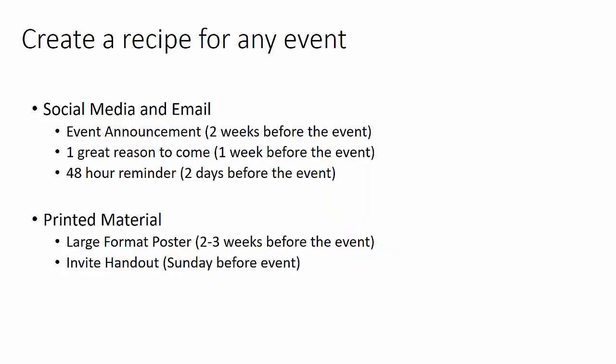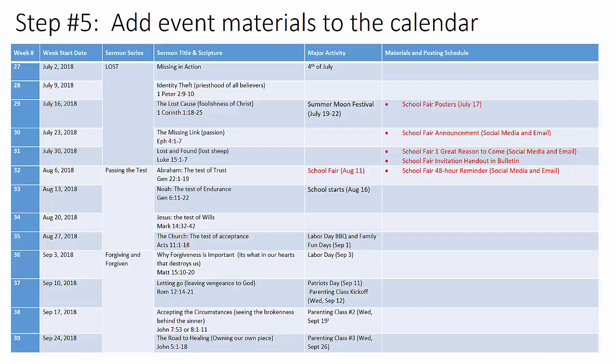So then, it really comes down to timing. And so in social media and email for this recipe, the event announcement, you put out 2 weeks before the event. For one great reason to come, we do 1 week before the event, and then a 48-hour reminder 2 days before the event. For printed materials, you want to get those 2 to 3 weeks out ahead of time. And the invitation handout, you want to do this Sunday before the event. And so it's just the basic way to do that.